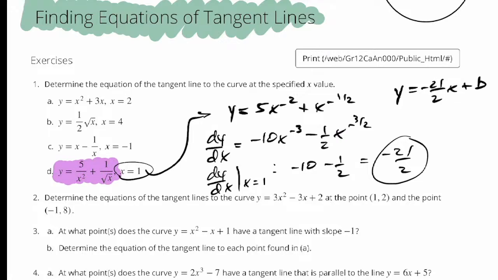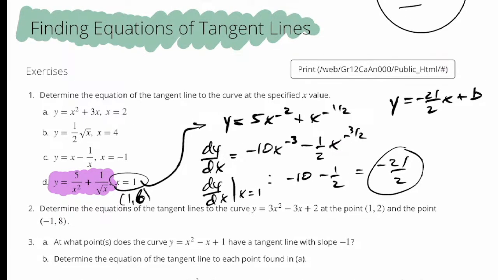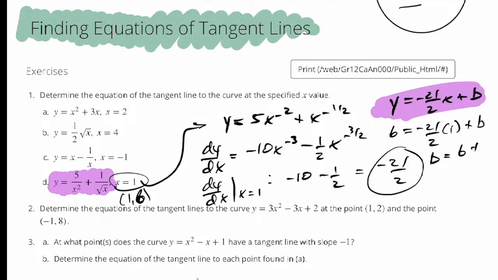So if you sub a 1 into here, you're going to get 6. So the point is (1, 6), the point of tangency. So I'm in a situation where I have my equation, and I'm going to sub this point in. So it's going to be 6 is minus 21 over 2 plus b. And I can solve for my y-intercept here. So the y-intercept is 6 plus 21 over 2, which is 12 plus 21 is 33 over 2. That is your b value.